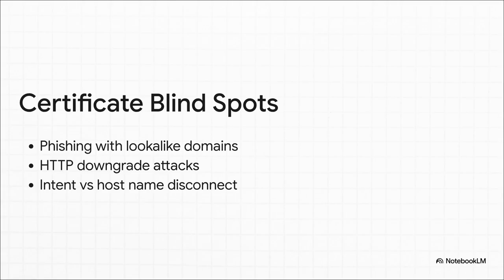I mean, if you go to Amazon.com, but with a 0 instead of an O, the CA is still going to happily issue a valid certificate for that fake site, and your browser will show that secure padlock. Second, they can't always stop attackers from blocking the secure connection entirely and forcing your browser to downgrade to an unencrypted HTTP connection. And third, they just fail completely when there's a disconnect between your intent and the domain name.